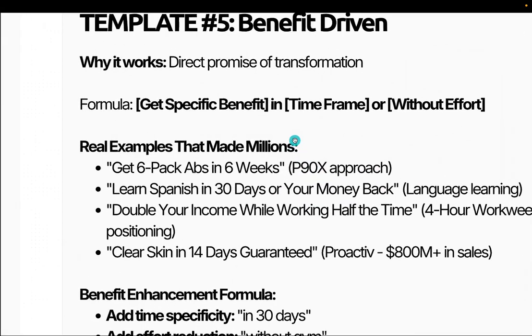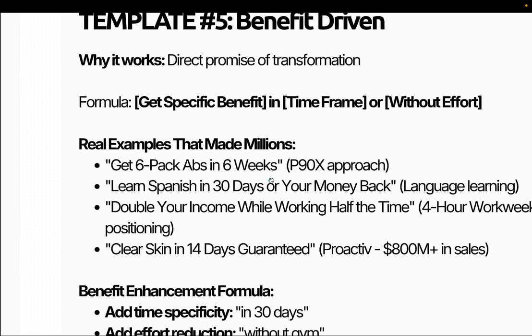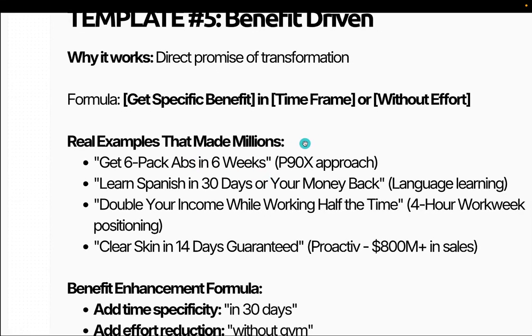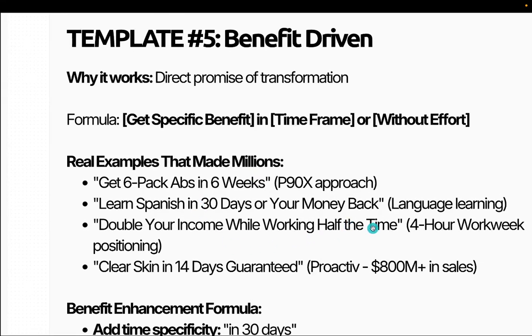You get it? Good. So the formula is to give specific benefits, in a time frame, or you can say without effort, right? So let's look at an example. These are headlines that made millions. Trust me, I've gathered them and made this whole analysis so that you can easily understand them. Right. Good. So double your income while working half the time.